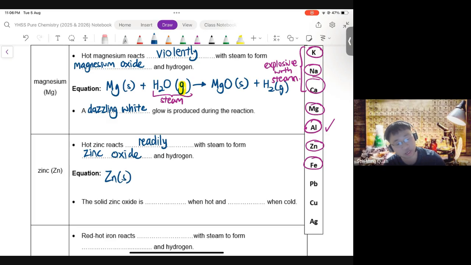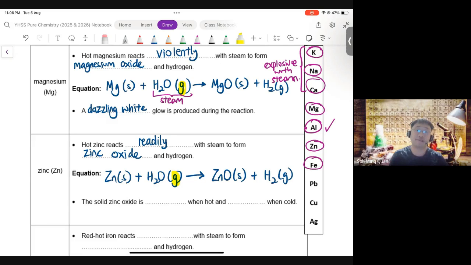So zinc solid plus steam. Steam is H2O gas. Remember the state symbol. ZnO solid plus H2. So H2O is a gas. Let's remember that. Now, zinc oxide is formed in this reaction because it's metal and steam.